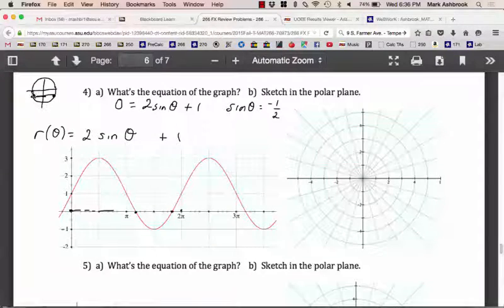So it's just a little bit further than pi. So that is 7 pi over 6. And then almost 2 pi is where you hit a y coordinate of negative 1/2. So that's from remembering your unit circle. So those are those angles theta. So where's that? Here?